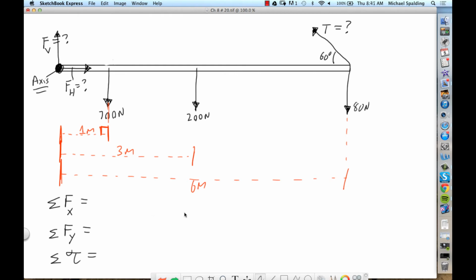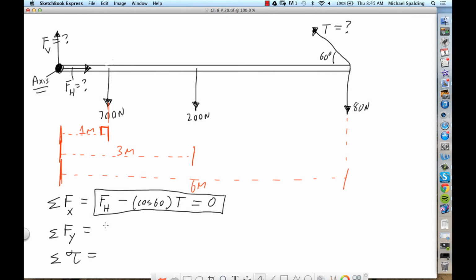Okay, so summing forces. How many X forces are there? We have force horizontal and then the X component of tension. Those are the 2 X forces. So this is going to be force horizontal minus cosine 60 T. Those are the only 2 X forces. Sum of the forces always equals ma, but is it accelerating? No, so it's just 0. That's a very useful equation.